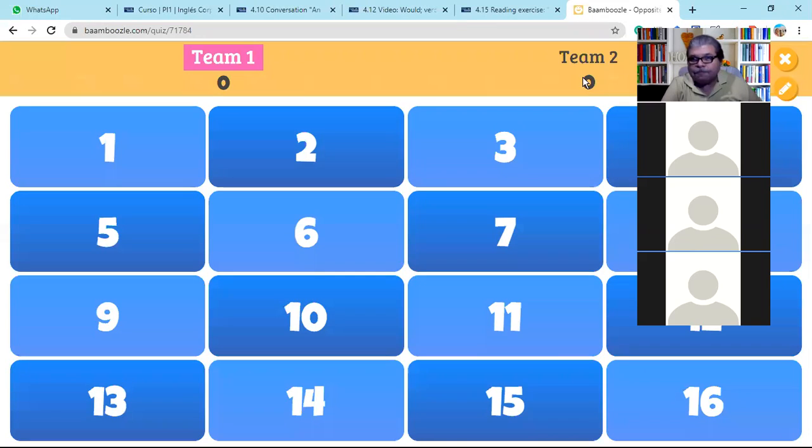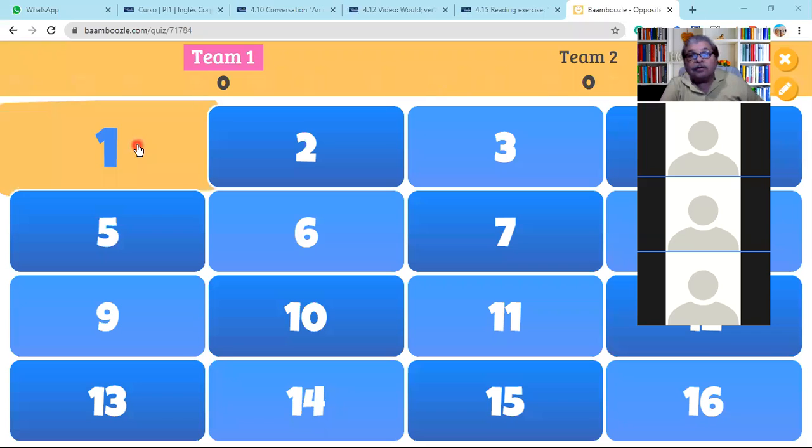Yeah, let's do it boys versus girls one more time, okay? So ladies first. Ladies are team one. So you begin. Ready, ladies? So remember, you have to give me the opposite.